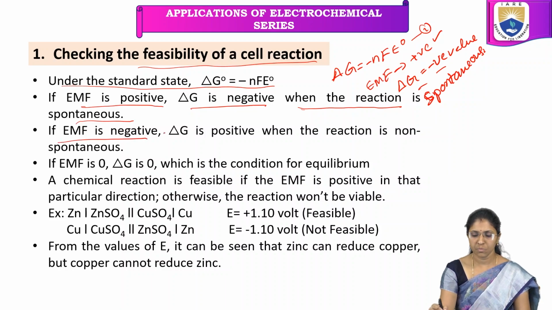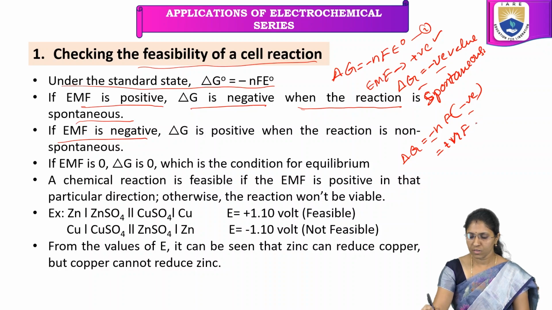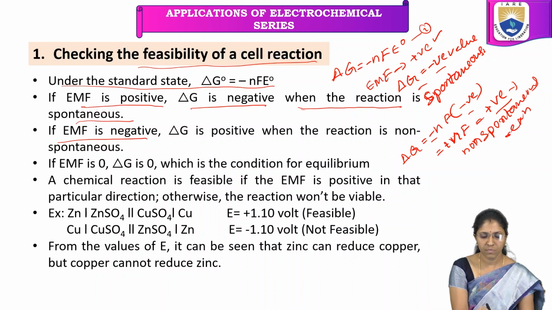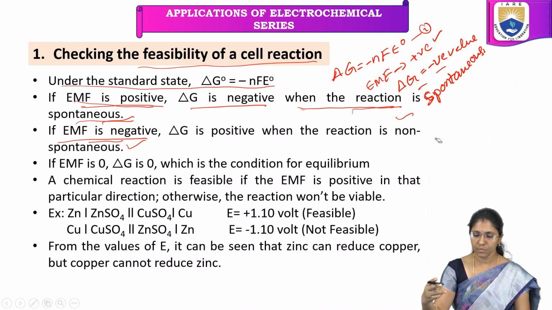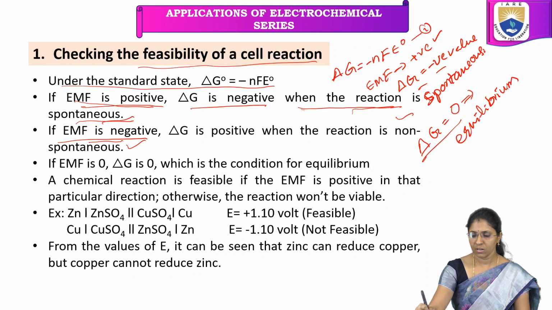If EMF is negative and we substitute the negative value, we will get a positive delta G value. This type of reaction is called non-spontaneous. So if EMF is positive, the reaction is spontaneous. If EMF is negative, the reaction is non-spontaneous. If EMF is 0 and we substitute in this equation, delta G also becomes 0. This indicates the equilibrium condition of the reaction.